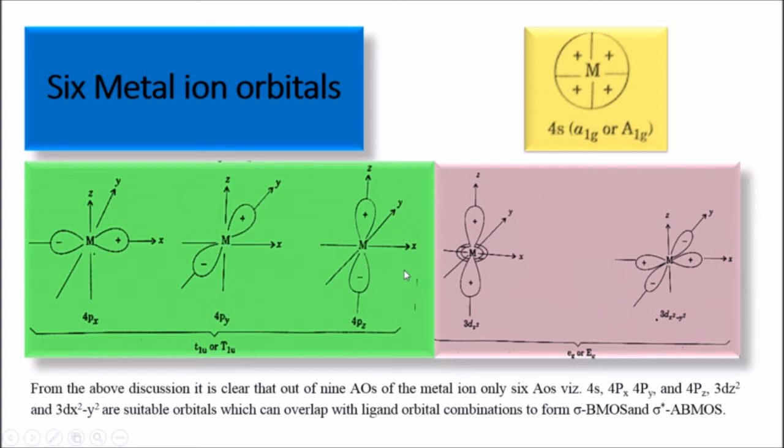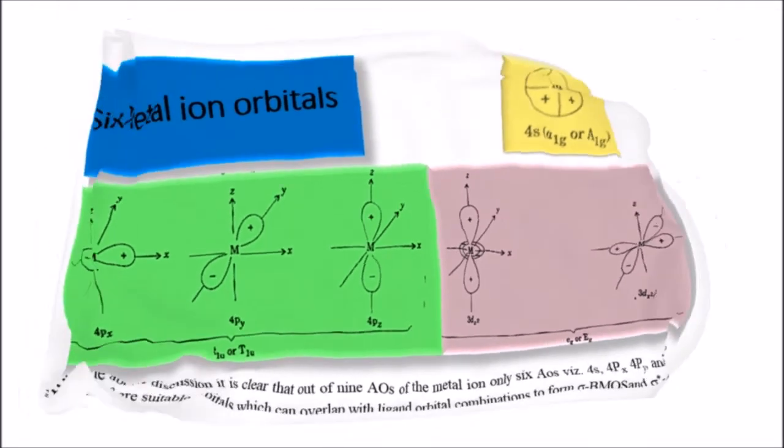From the above discussion, it is clear that out of the 9 atomic orbitals of the central metal ion, only 6 atomic orbitals, such as s, px, py, and pz, 3dz square and 3dx square minus y square, are suitable orbitals which can overlap with ligand orbital combinations to form sigma BMOs and sigma star ABMOs.